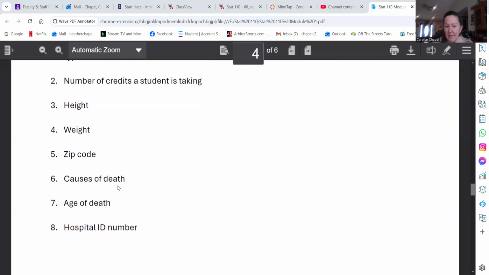Cause of death is not a number, so that will be categorical. Age of death is going to be numerical because we do talk about me being older or younger than you, and we can subtract ages. A hospital ID number, or any ID number, to be honest, if it's a number, is still categorical. It does not have any meaning as a quality or quantity of something. I mean, I have more ID than you do? It does not make sense.